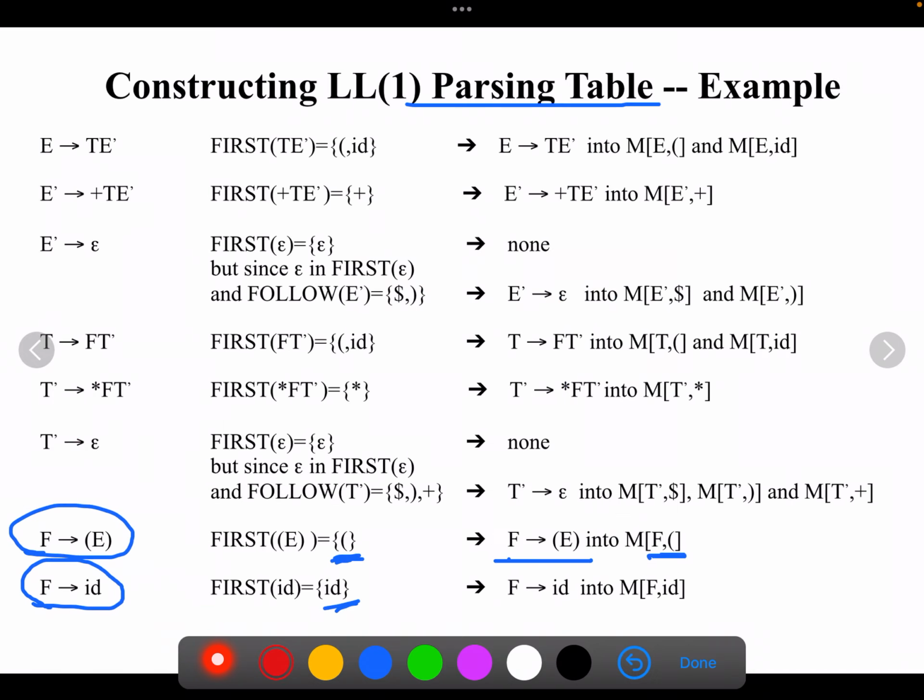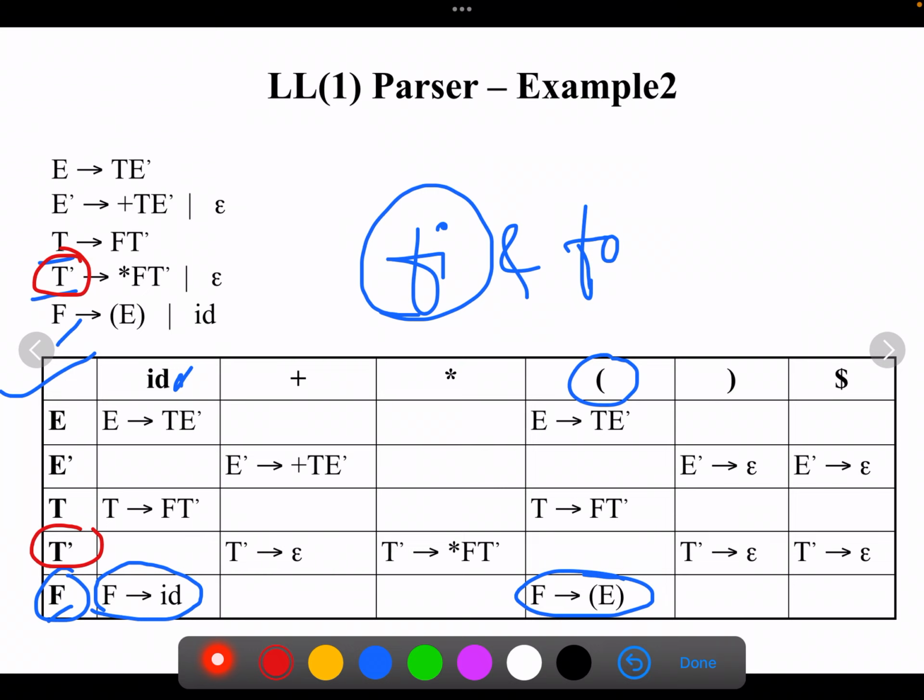First of T dash is having closing parenthesis. First of T dash is these two, right? First of T is this. First of T dash is star and epsilon. Okay, moving to that. First of T dash is star, so T dash on star, you should include that production. This is the production which gave me that result, so insert that production into that cell. That's all you are doing.